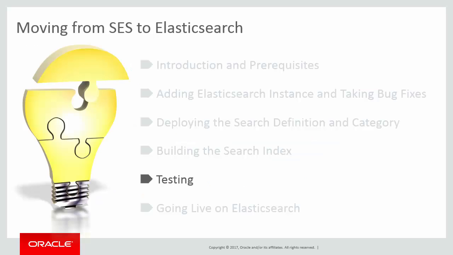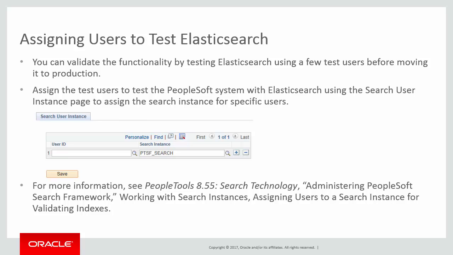Next, we'll talk about testing Elasticsearch. After you build your Elasticsearch index, you'll want to perform acceptance testing. You can validate the functionality by testing Elasticsearch using a few test users before moving it to production. Assign the users to test the PeopleSoft system with Elasticsearch using the Search User Instance page to assign the search instance for specific users. The priority of the search instance that is set in the Search Instance Administration page will be overruled by the search instance that you configure on the Search User Instance page for specific users. When these users sign into PeopleSoft, the default search engine will be Elasticsearch.